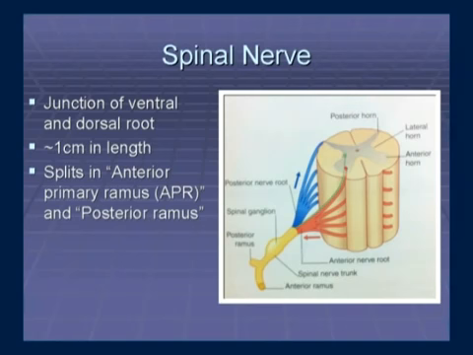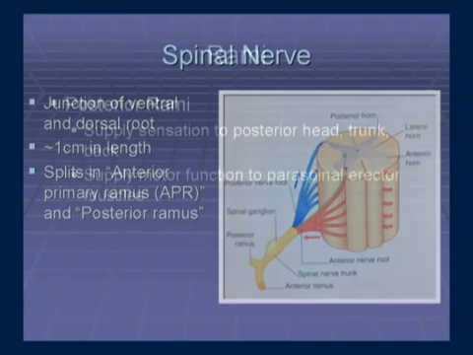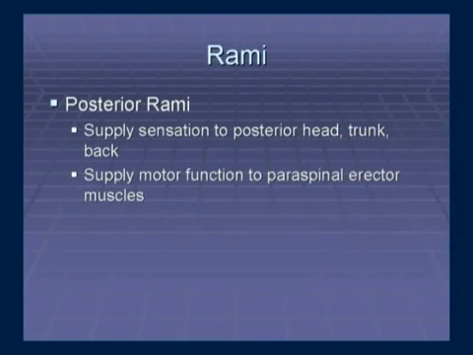So importantly, once you get to the level of the spinal nerve, you're merging both the sensory and the motor fibers. About a centimeter later, it divides into the anterior and posterior rami, and this is when things finally start to happen. The posterior rami immediately turn around and they supply sensation to virtually the entire back and some of the back of the head as well. They supply motor function to the paraspinal erector muscles. These are longitudinal muscles that lay parallel to the spine and help maintain the erect body posture.